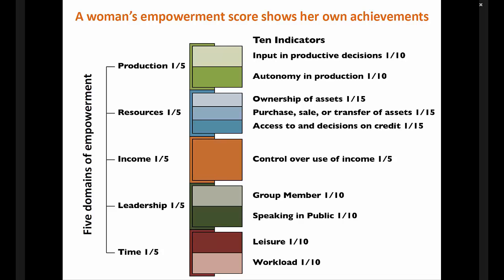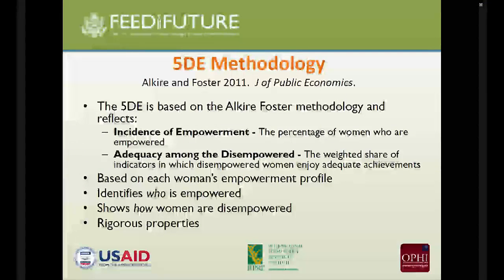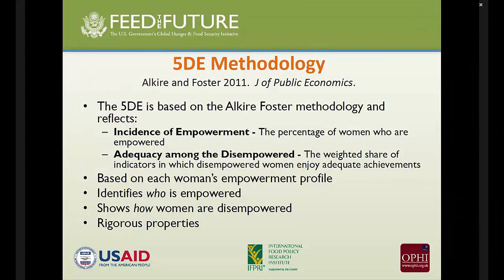So 5DE uses the Alkire-Foster method. It uses information on the incidence of empowerment. This is your censored headcount, the percentage of women who are empowered. And then it uses the information on adequacy among the disempowered, the weighted share of indicators in which disempowered women enjoy adequate achievements. So that is our A. So it's based on each woman's empowerment profile, right? So each person has a set of achievements, and we use all of that information to construct it. We aggregate it. So we identify first who is empowered, and then we aggregate it all into the 5DE.